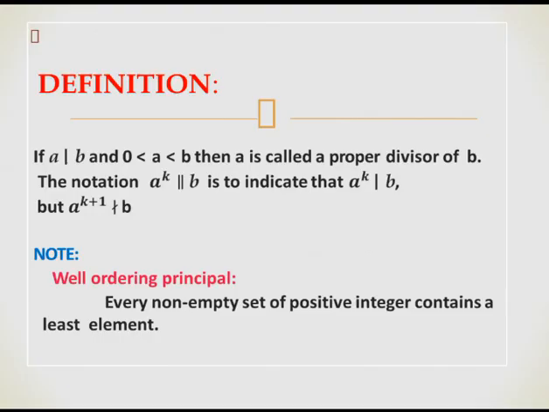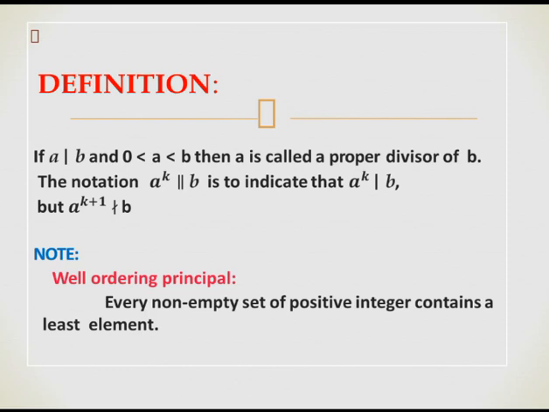The next one is proper divisor. If a divides b and 0 is less than a less than b, that is, the value of a is less than the value of b, then a is said to be a proper divisor of b. The notation a^k proper divisor of b indicates that a^k divides b, but a^(k+1) does not divide b.